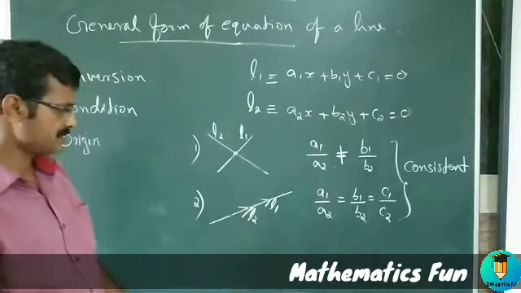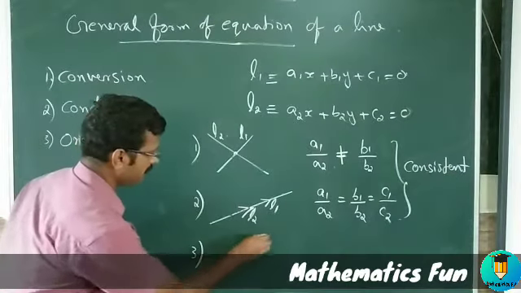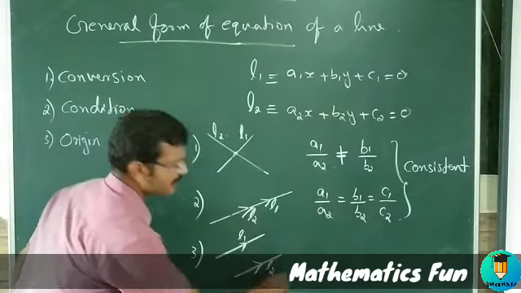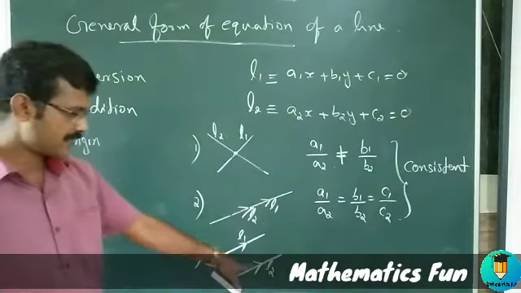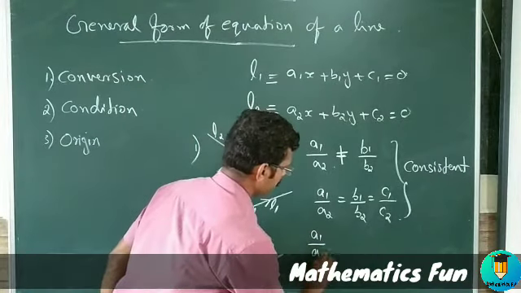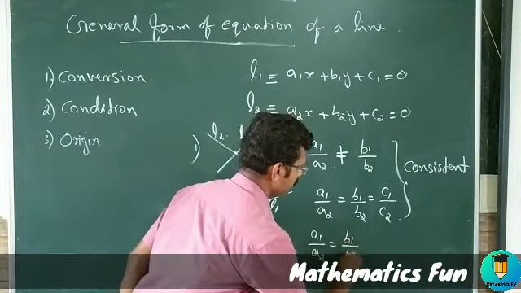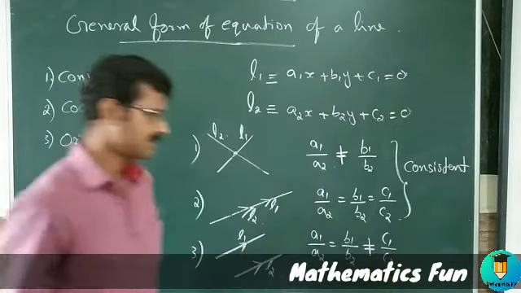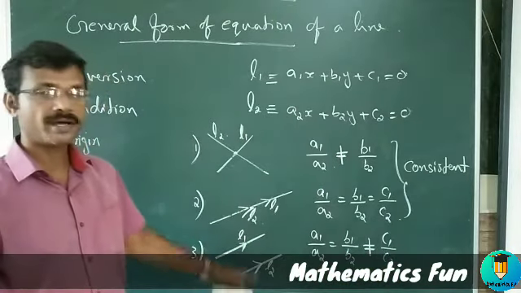Now the third situation is that the lines can be parallel to each other. So in this case, what is the condition? A1 by A2 is equal to B1 by B2 is not equal to C1 by C2. This is the condition for the lines to be parallel.